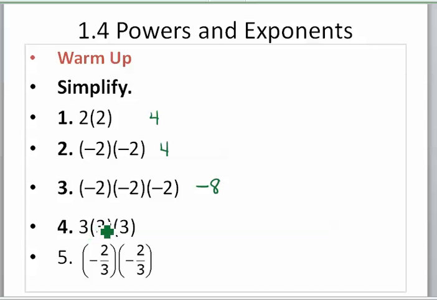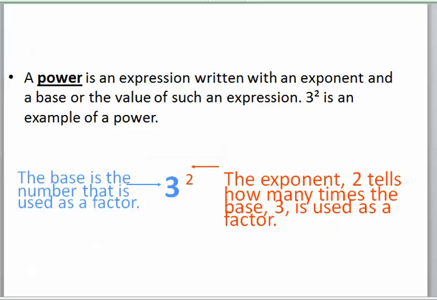The next one, 3 times 3 times 3. 3 times 3 is 9, times 3 is 27. And the last one, negative times negative is positive. 2 times 2 is 4, and 3 times 3 is 9. So again, the answer is 4 ninths.